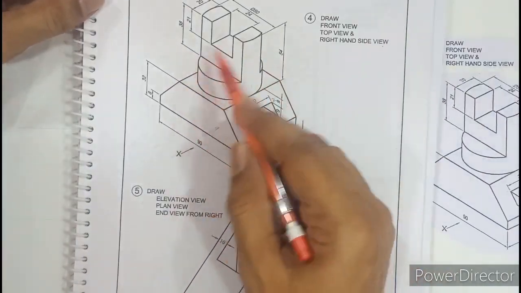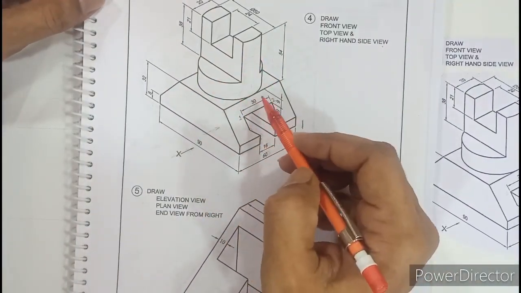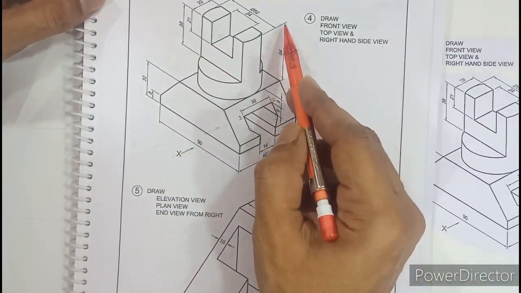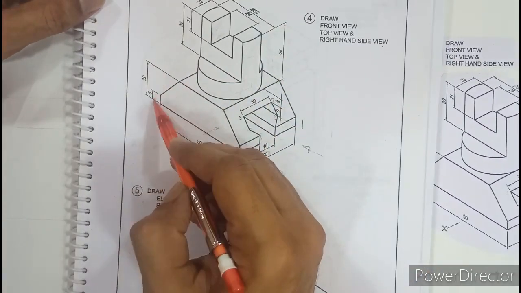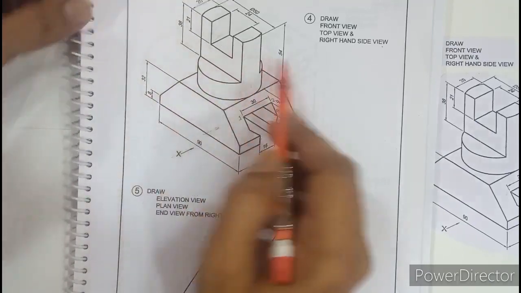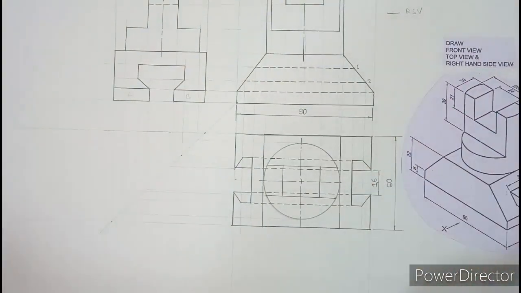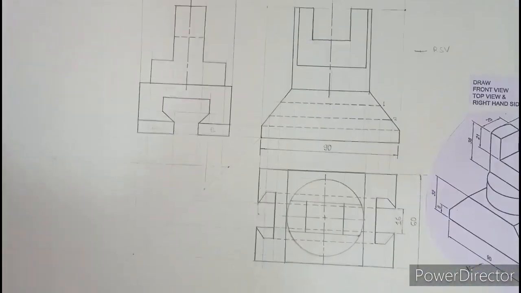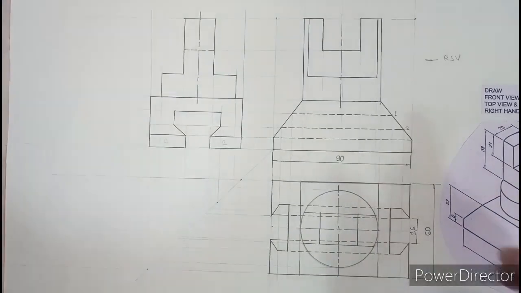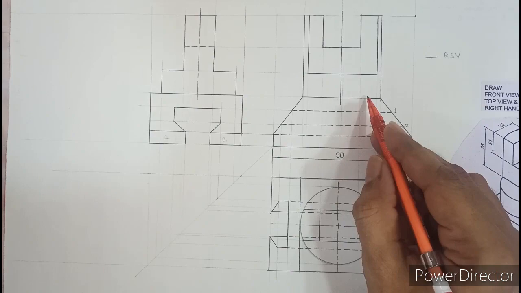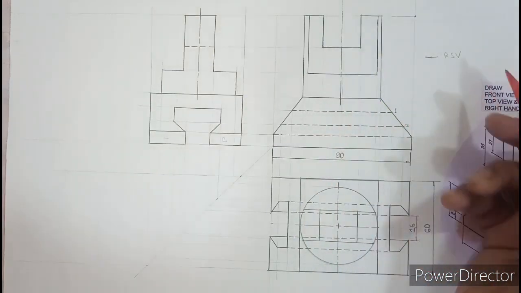Now the height of the object. For the height of the object, they have not shown 86 together anywhere. They have instead split the height into two parts, 54 and 32. So we can show both these dimensions in the front view, okay, or in the side view. Both are acceptable. So here, this dimension is 32, the platform is 32 and that is 54.